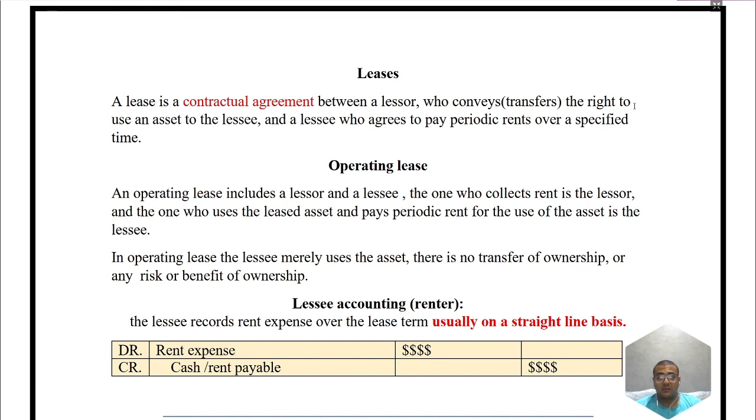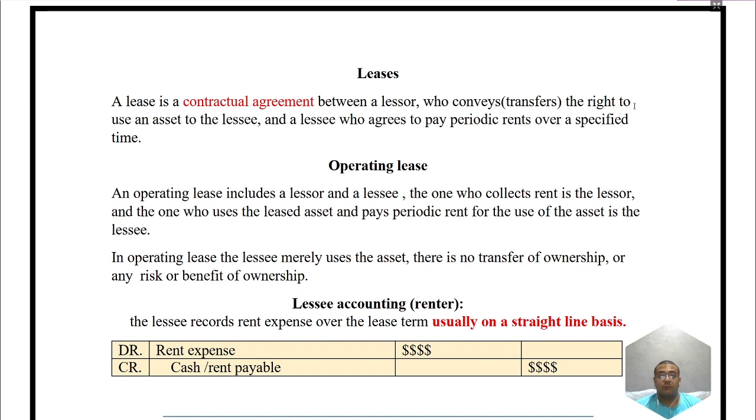Of course, the capital lease has more than one condition. There are about four conditions, and one of them must be met to say that this is a capital lease. One of them is that the ownership at the end of the lease will be transferred to the lessee. So it's a capital lease. But in an operating lease, there is no transfer of ownership or any risk or benefit of ownership. Also, if there is a written option for the lessee to buy that asset at the end of the lease, it's a capital lease.